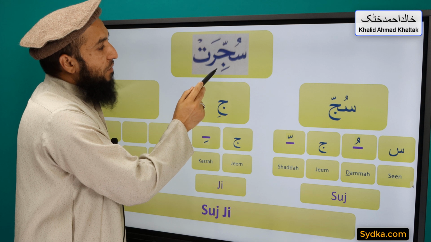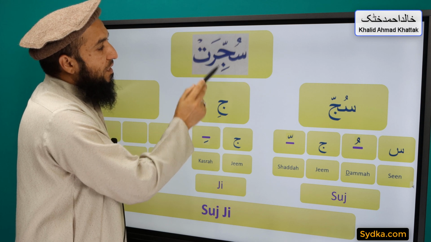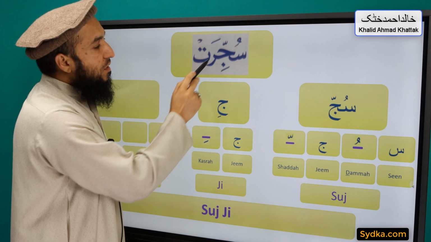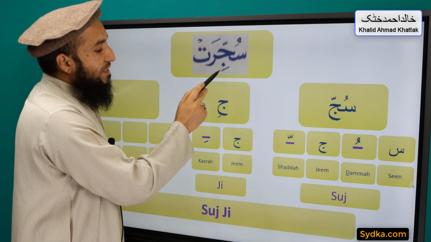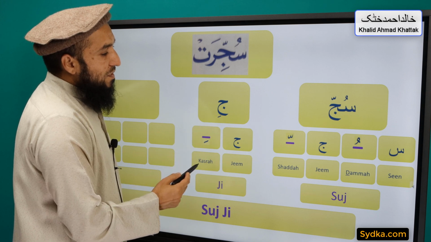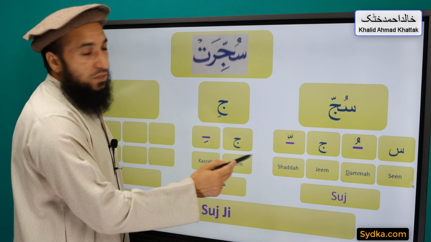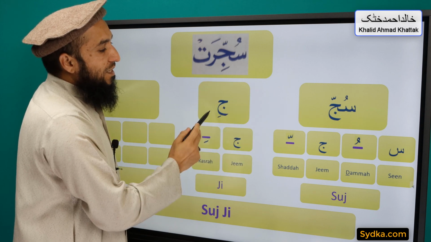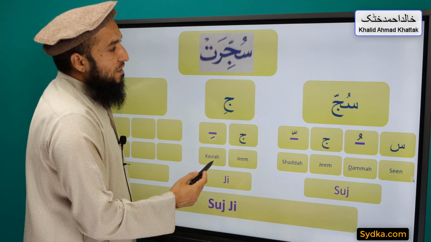The second syllable we have is jim, kasra, ji. Jim is a light letter, it has kasra underneath and it is prolonged for 1 count. Jim, kasra, ji. Combining both syllables together we have suji, suji, suji.